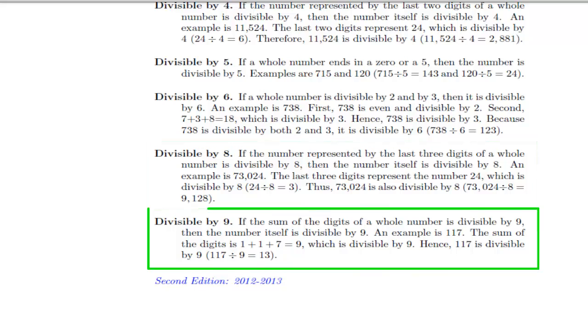Divisible by 9. If the sum of the digits of a whole number is divisible by 9, then the number itself is divisible by 9. An example is 117. The sum of the digits is 1 plus 1 plus 7 equals 9, which is divisible by 9. Hence, 117 is divisible by 9, and 117 divided by 9 equals 13.